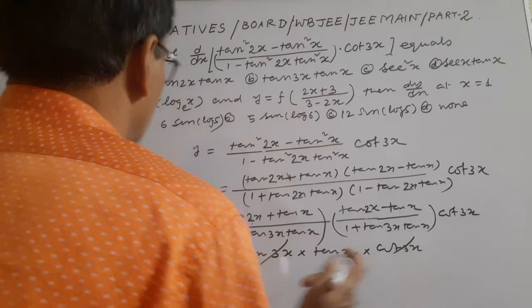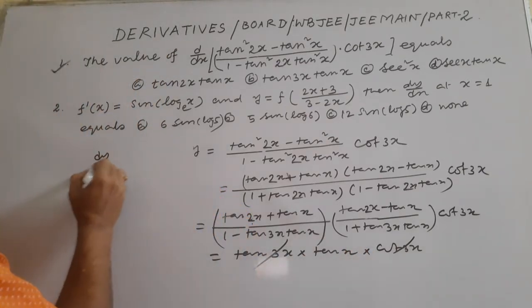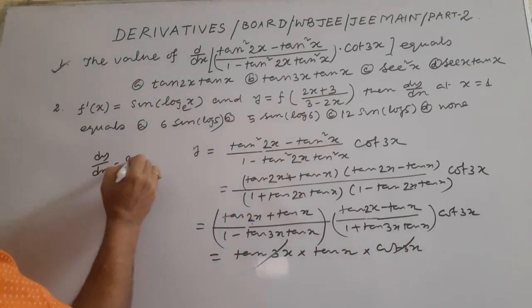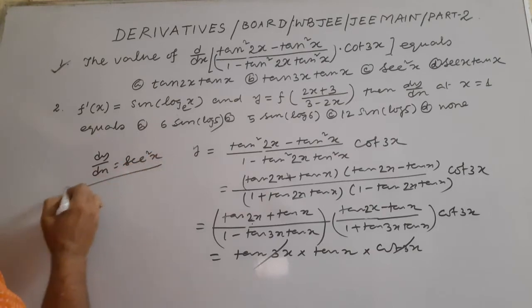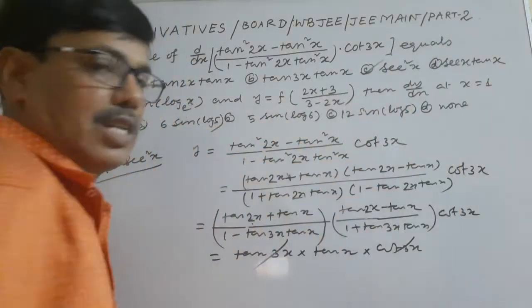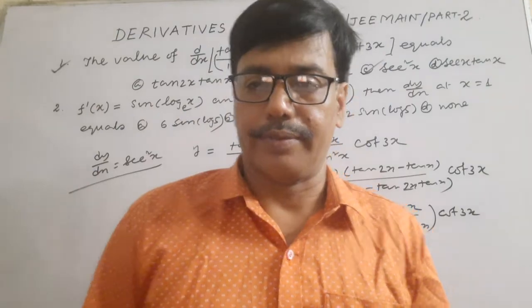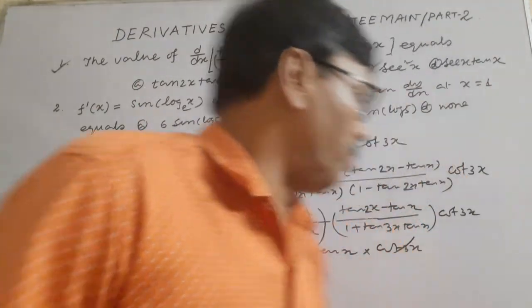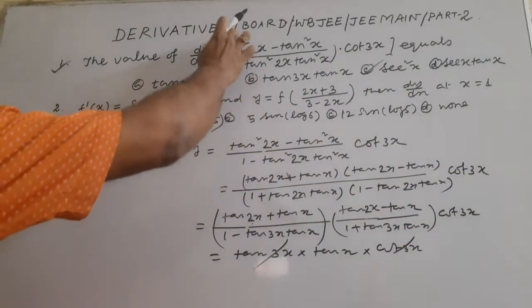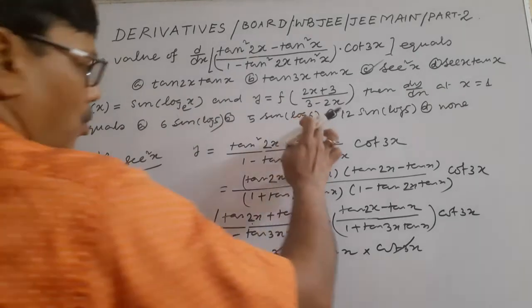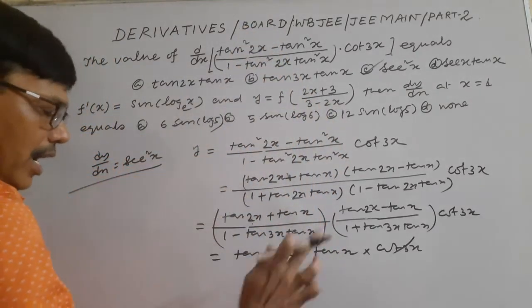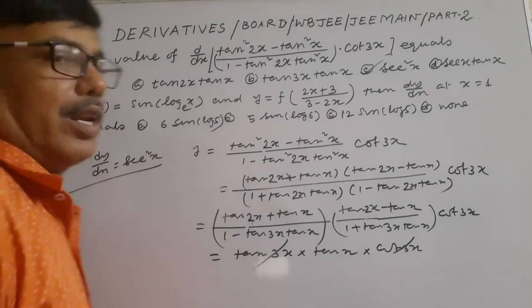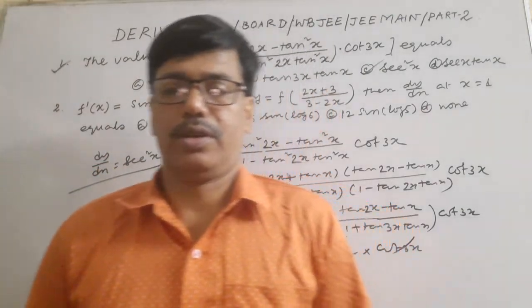Now, y equals to tan x. So, what is dy/dx? dy/dx is sec² x. So, C is the possible answer. So, before differentiating, you must simplify if possible. Call this as y and simplify. So, actually, it is a problem of trigonometry.